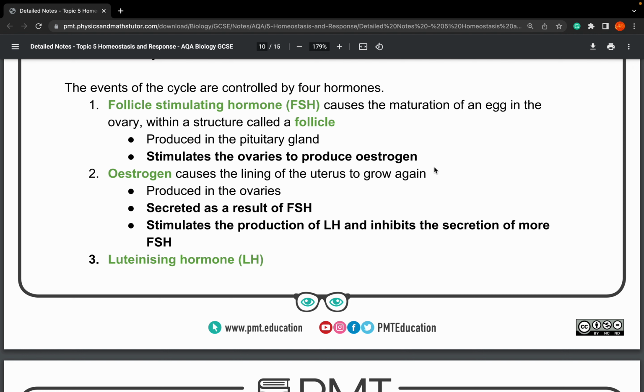Estrogen causes the lining of the uterus to grow again, produced in the ovary. So estrogen is produced in the ovary, secreted as a result of the FSH indirectly. It stimulates the production of LH and inhibits the secretion of more FSH. So FSH is a positive feedback to produce estrogen. If FSH increases, estrogen also increases. This is a positive feedback. We have studied negative feedback before. Now we are seeing the positive feedback.